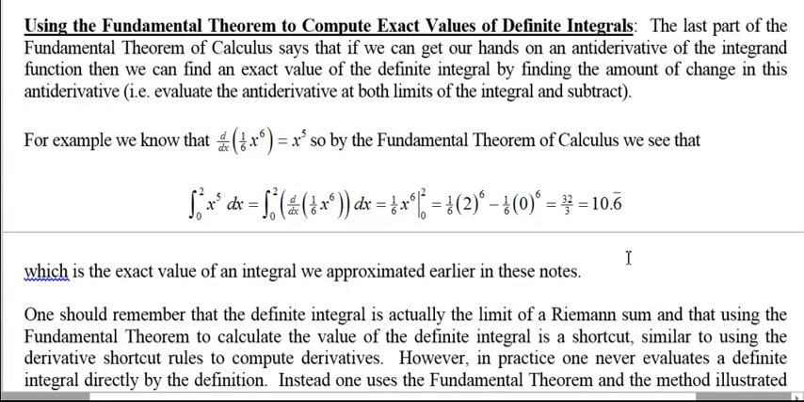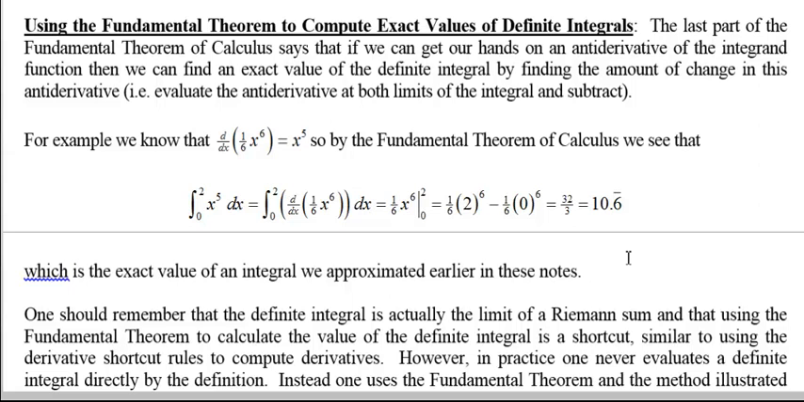Now what the second part of this theorem allows us to do, especially in the form I wrote at the end, is this: if we can get our hands on an antiderivative of the integrand function, we can use that to find an exact value of the definite integral by finding the amount of change in this antiderivative. In other words, evaluate this antiderivative at both limits of the integral and subtract. So let's look at an example.